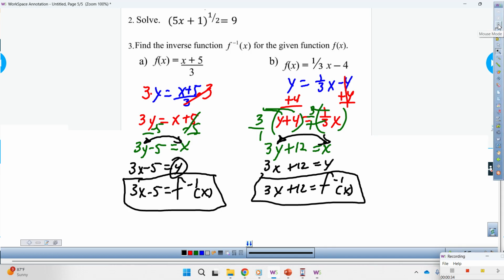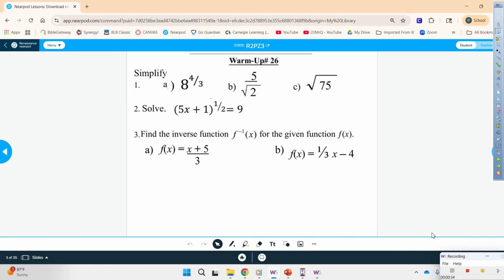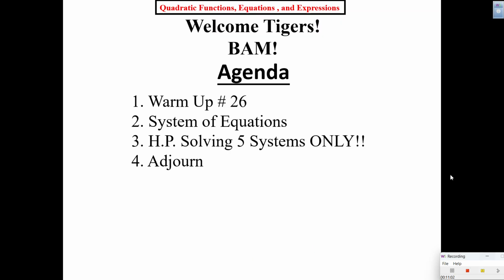All right, send that in, please. Send me your warm-up, please. All right, copy the agenda. Warm-up number 26 is done. Today we're moving on to systems of equations. Last night was only practice just to review your factoring to see how well you did with that. Tonight I'm only leaving you 5 systems to solve. Thank you, Mr. Q. You're welcome. 5's good, right? All right, let's go.